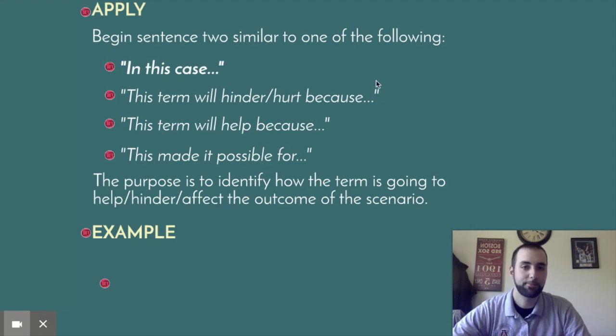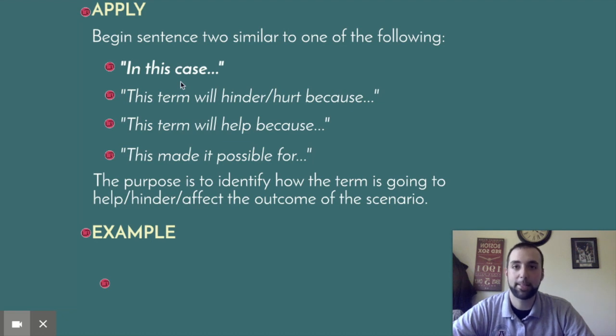So, for example, studying itself is not a vocab word. But if I asked you how studying is going to help you on that geography test, you would define studying as the process of reviewing material in order to improve your memory. Apply would involve a sentence that begins with something like, in this case, and you would say, in this case, studying will ensure that Danny has appropriately reviewed the material satisfactory enough for him to remember that information on the exam, which will then ultimately increase his overall score.